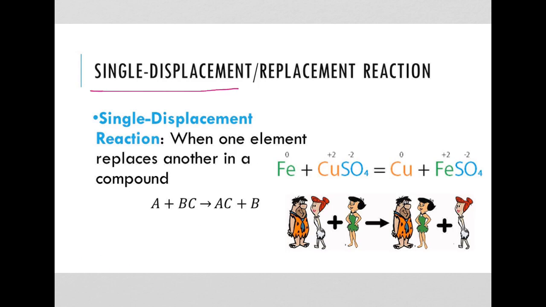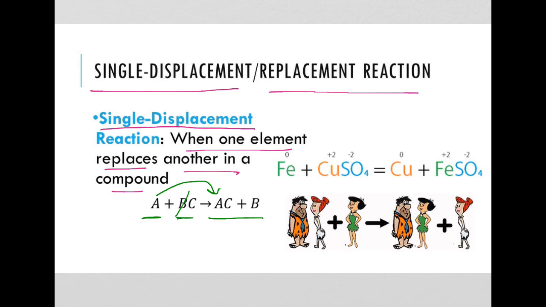A single displacement, or rather a replacement reaction, so if we think of single displacement, one single thing being moved around, is when one element replaces another in a compound. So here's an easy way to look at it. A plus BC equals AC plus B. And so here, A replaced where the B was, and B moved out by itself. So here's a real example. Iron plus copper sulfate makes copper plus iron sulfate. Or, I couldn't possibly remember the names of these Flintstones characters, but you can see the exact same situation here. The two women are changed out in this case.